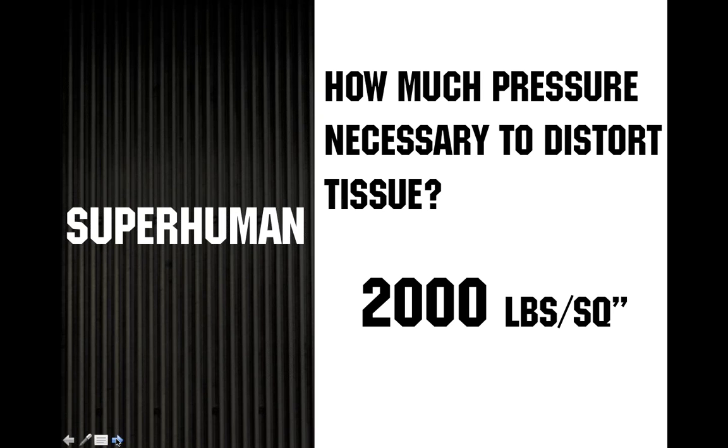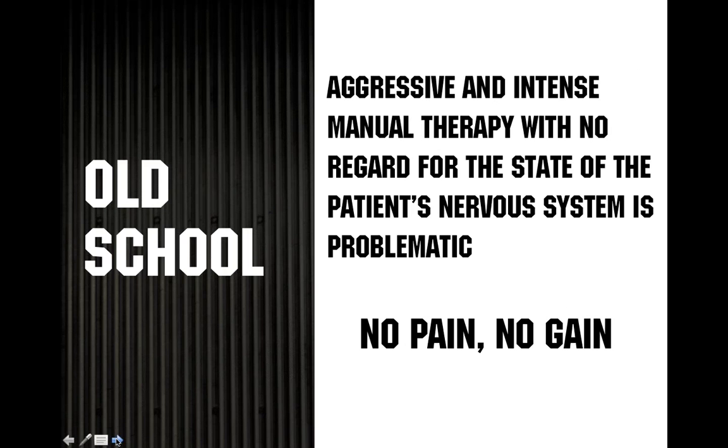You would have to park a Ford F-150 on your back and hit reverse to get some thoracolumbar fascial changes on your back, potentially. That's a joke. Don't do that. But the idea is, are we really making these mechanical changes through tissue? So our old school thought tells us that aggressive and intense manual therapy, without regard for the state of the patient's nervous system, may be problematic, and that's what we're seeing today.